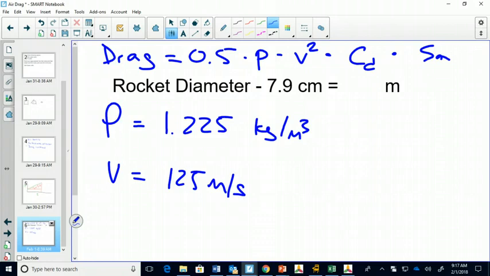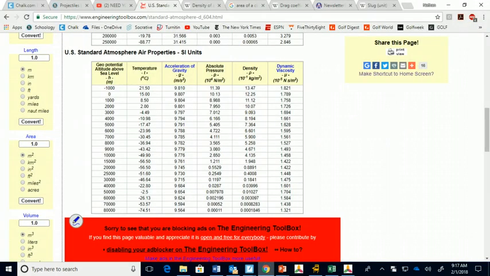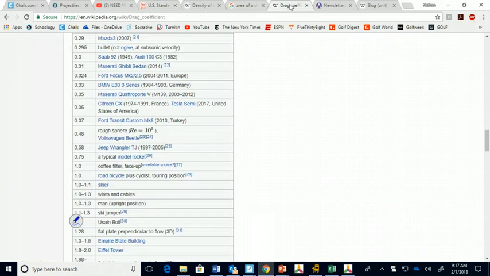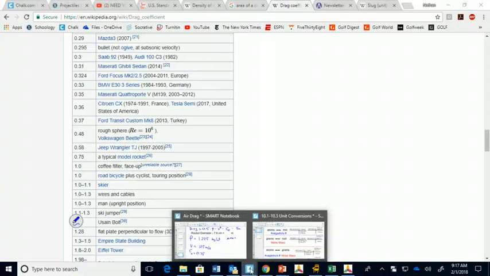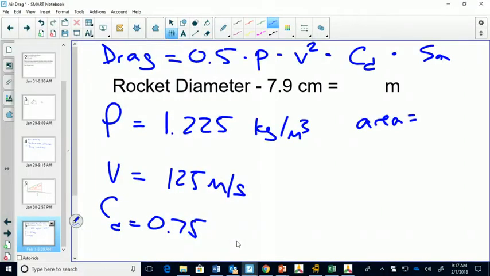What was my coefficient of drag? Okay? And then my surface area. Sorry, that was from this chart that we looked at, that we're just using this typical model rocket drag. And then how would I find my surface area? Again, we're looking at just a circle, right? So it's pi r squared. Okay, so pi r squared.